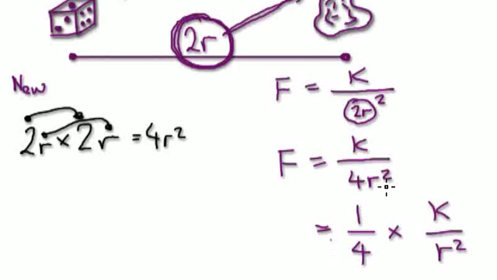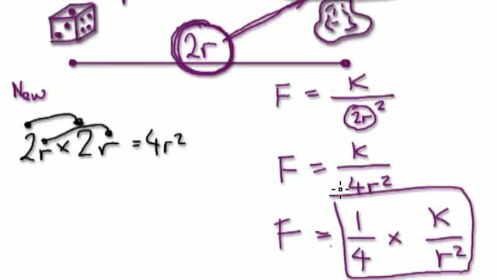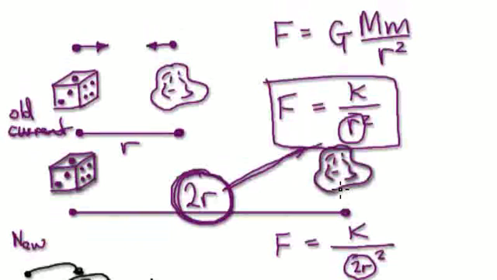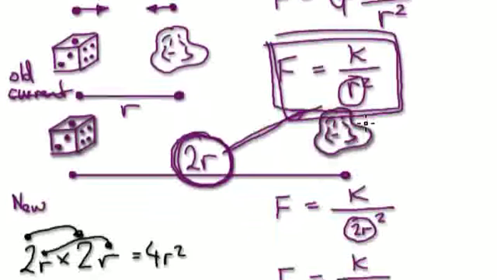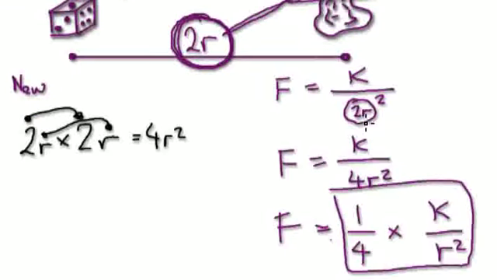My point is that when we double the distance, the force that exists between them is given by this here. Now, if you look at our old situation here, the force that exists between them is given by k over r squared. Now look at the new situation. You see, k over r squared, this is our old one.